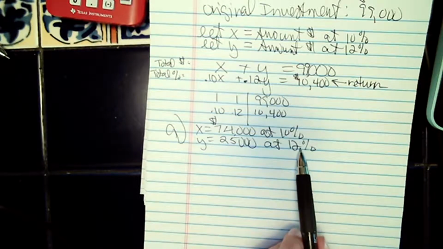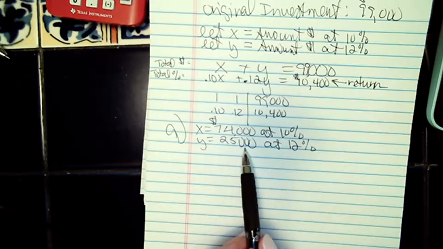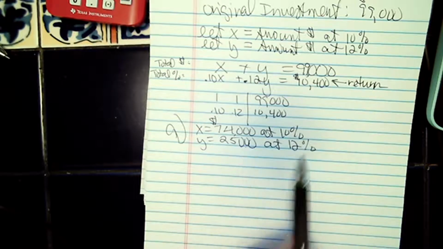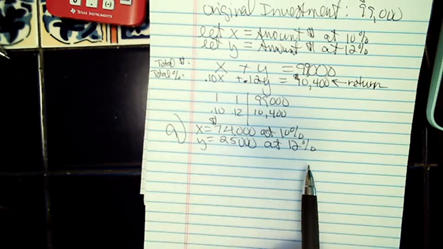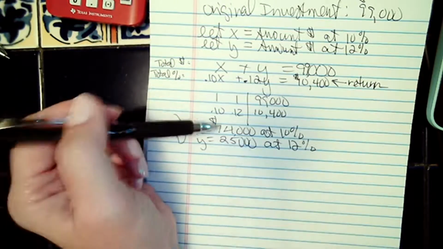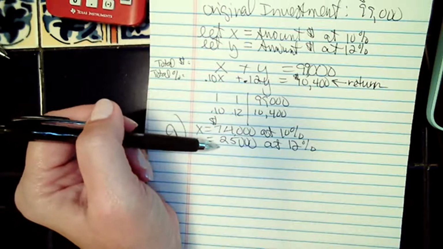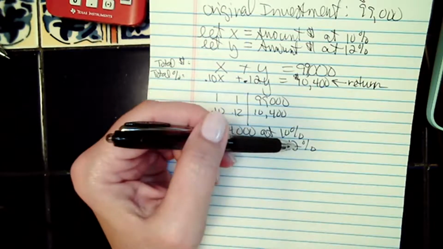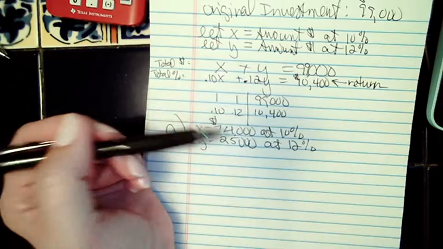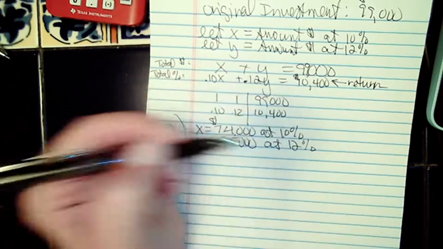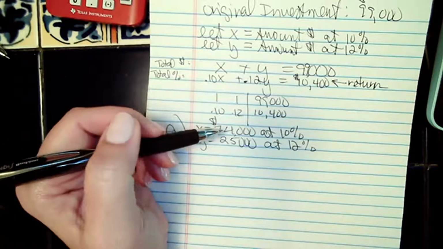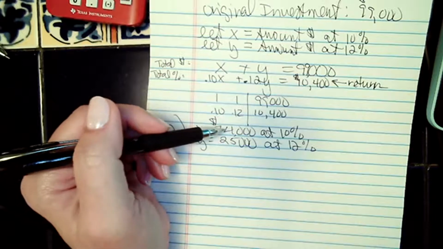Maybe the 12%, because it pays better, there's a limit to how much you can invest. Maybe $25,000 is the limit that you can invest at 12%. Maybe the percentage goes down for a higher amount invested. Could also be just because you want to spread your risk out. You don't want to invest it all in the riskier one in case something goes bad and it doesn't pay out at all, then you've lost all your money.